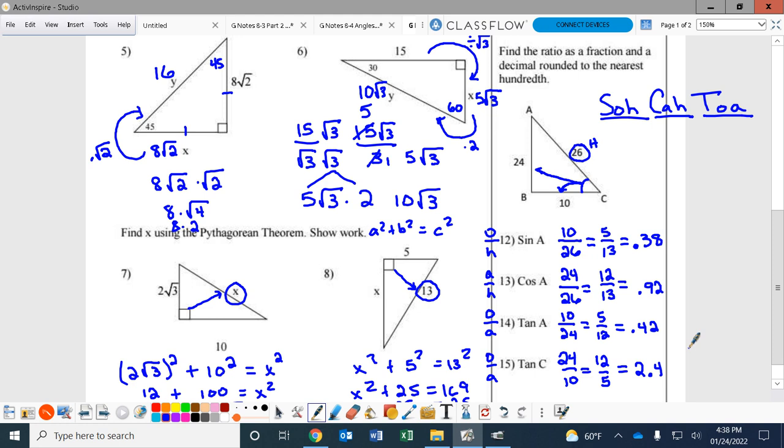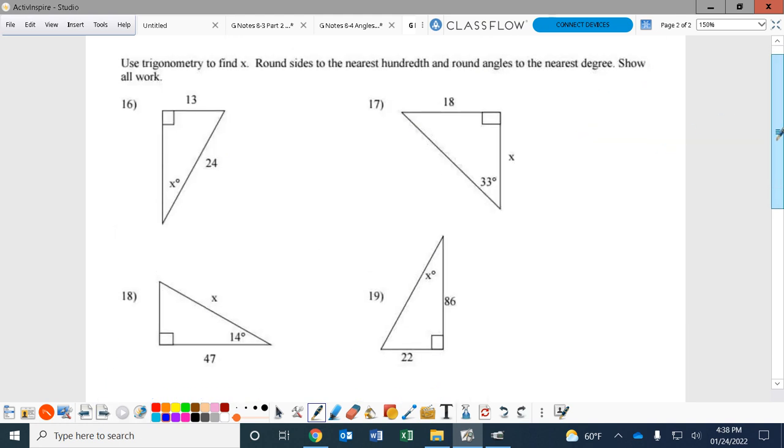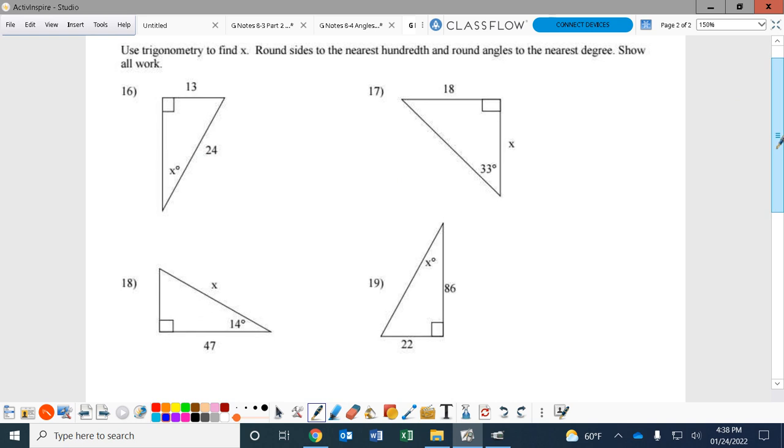Okay, so now we get to go to the back and play a trig. So on the back side, we're going to go over here, and we're going to do our trig problems. For our trig problems right here, we're going to start with this right here.